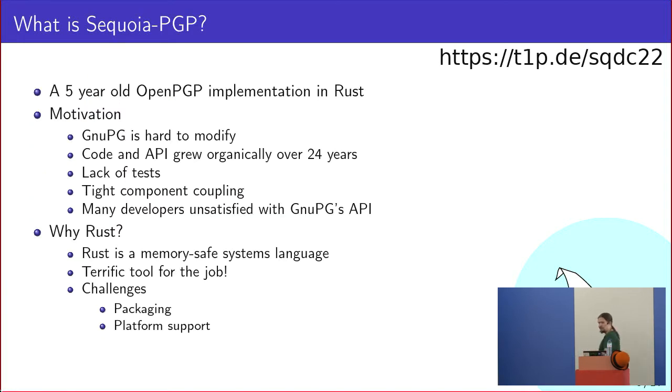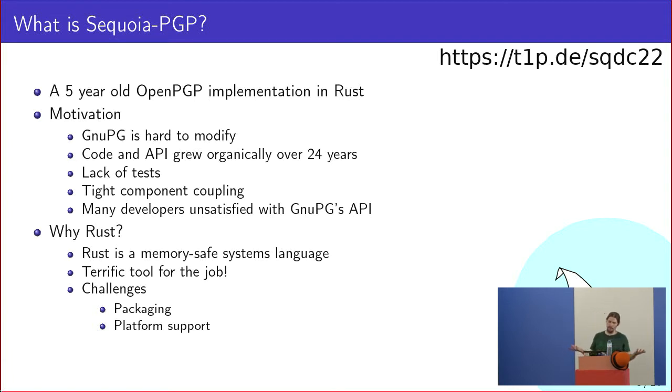So let's start. What is Sequoia? Sequoia is an OpenPGP implementation. We are 5 years old by now, and it's written in Rust. Our motivation is manifold, but we worked on GnuPG before, and as you may know, it's a bit hard to modify. And the API is a bit tricky to use at times.